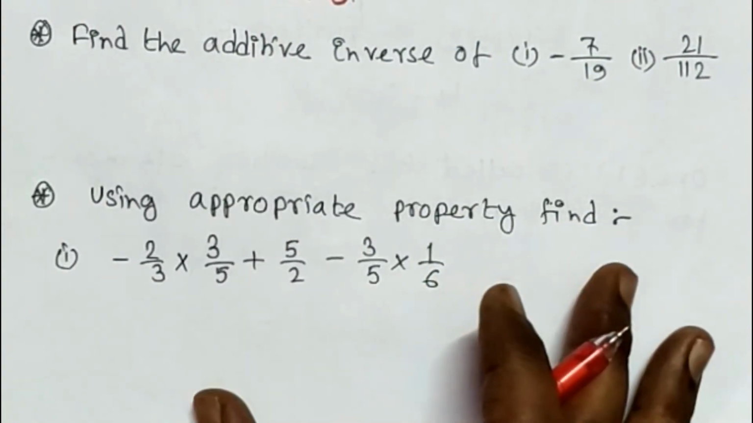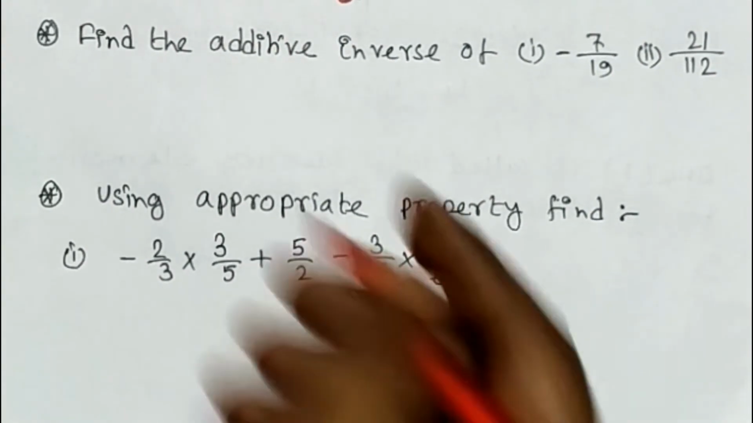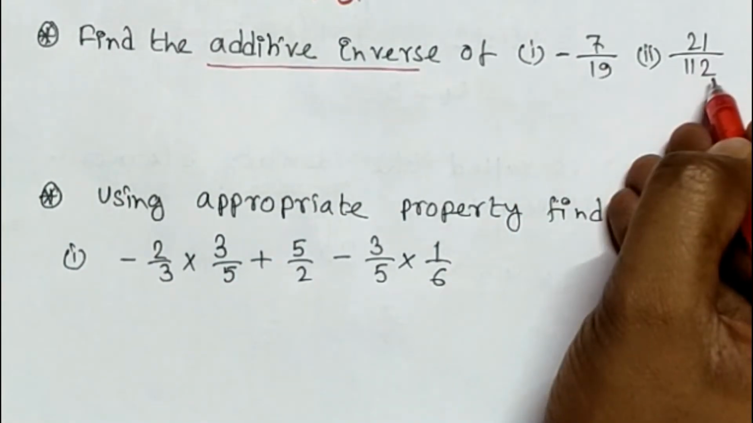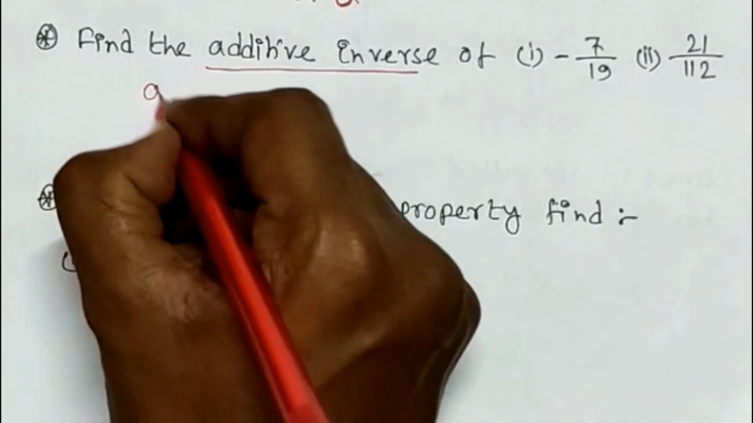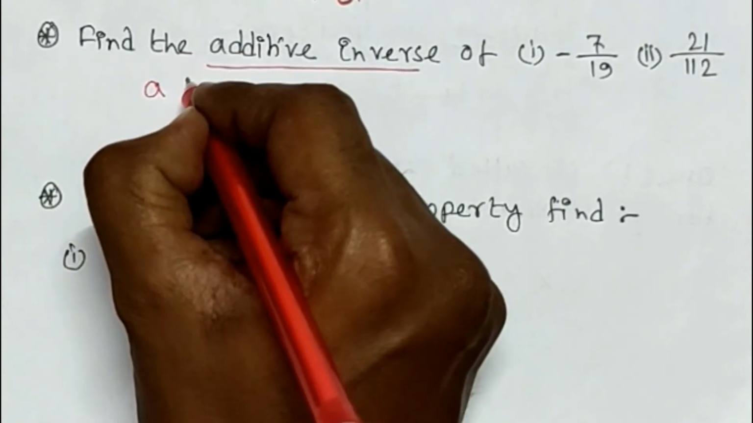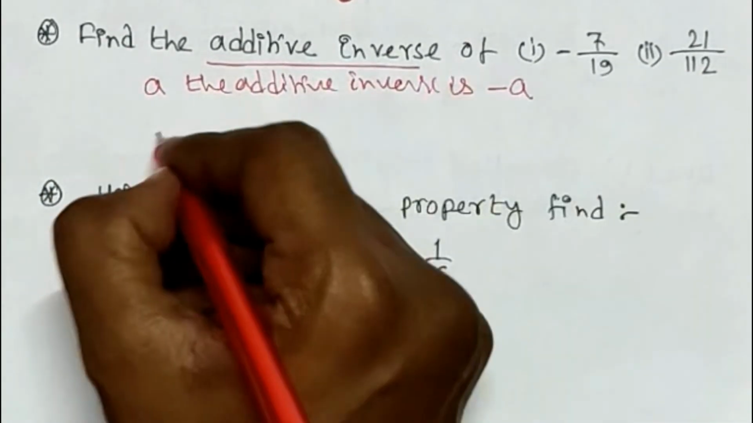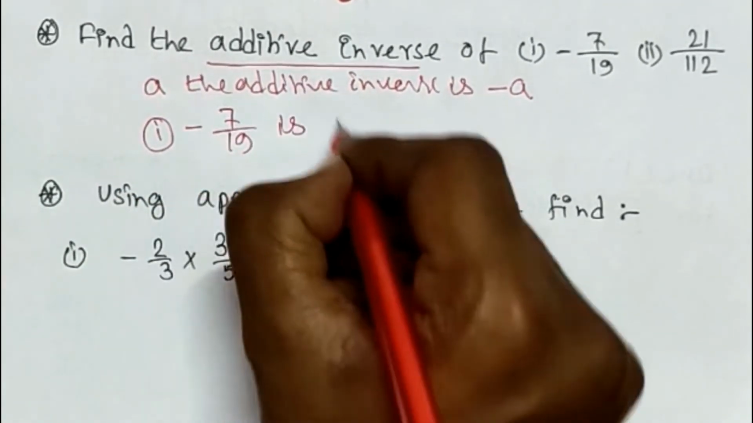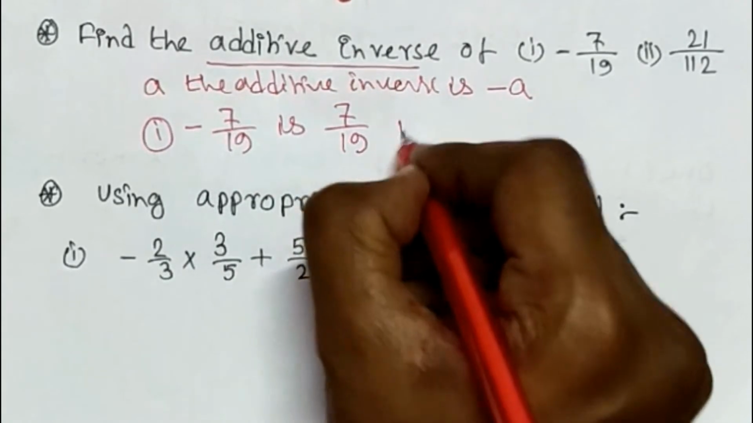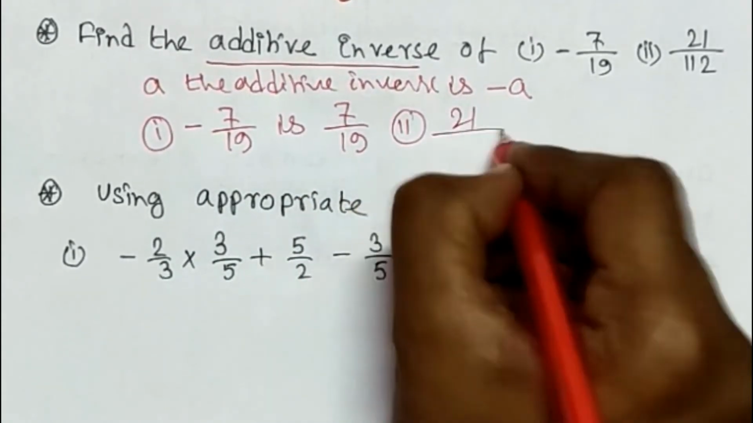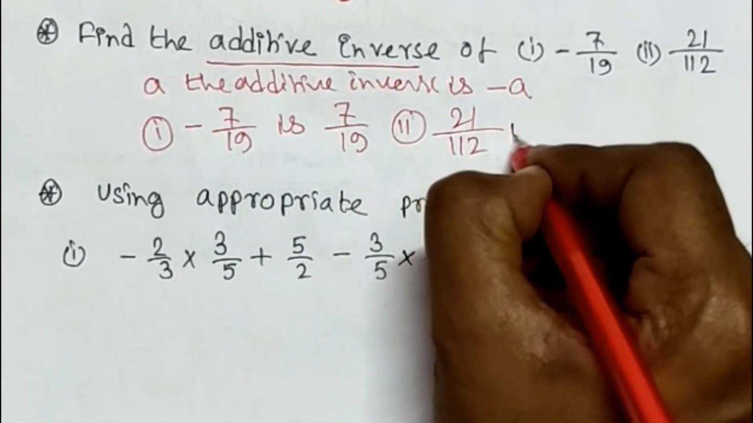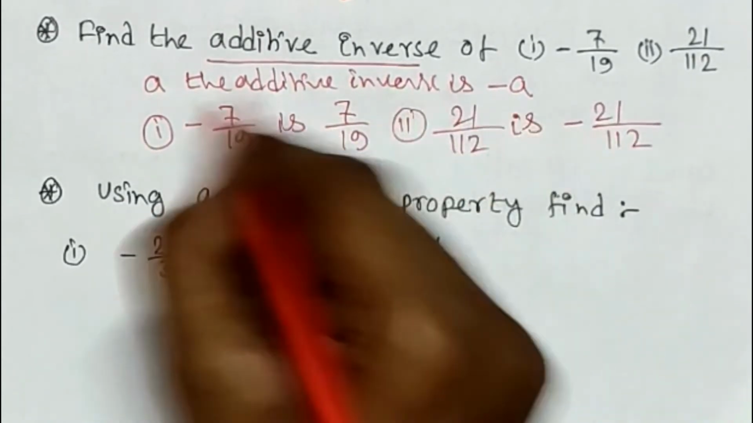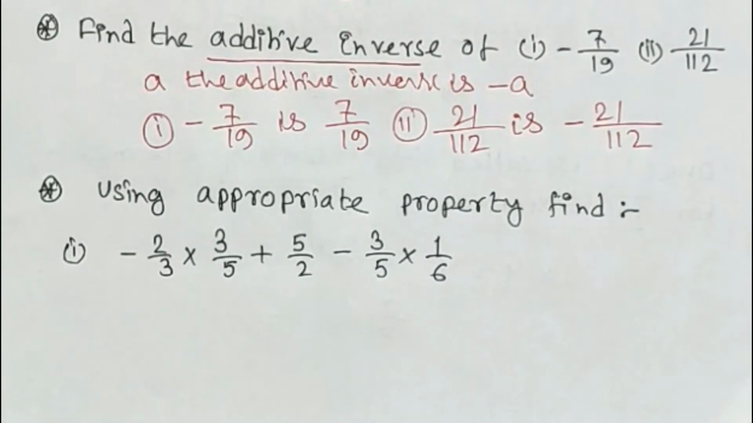By using the above concept, we have to find the additive inverse of minus 7 by 19 and 21 by 112. For any element a, the additive inverse is minus a. So simply the additive inverse of minus 7 by 19 is 7 by 19. For 21 by 112, the additive inverse is minus 21 by 112. That is, the negative of that number is called the additive inverse.